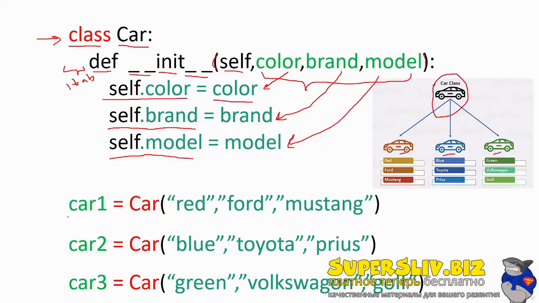First I have to specify the name of the instance. We can use any name, then the assignment operator, then the name of the class, then within parentheses we have to pass the arguments. So in this case, red is the color, Ford is the brand, Mustang is the model. In car 2, color is blue, brand is Toyota and the model is Prius. In car 3, color is green, brand is Volkswagen and the model is Golf.